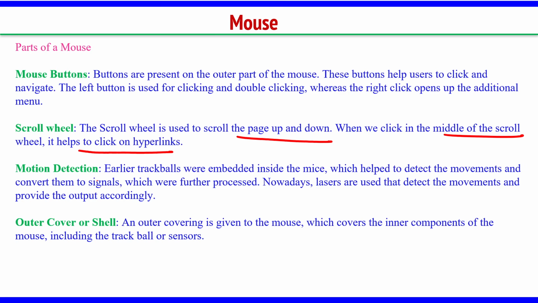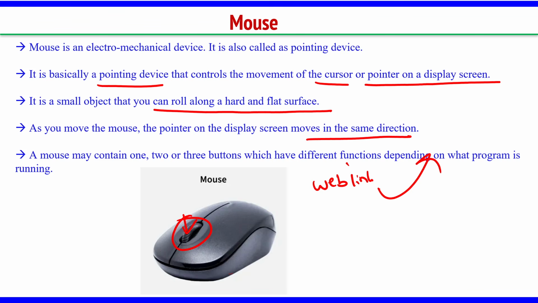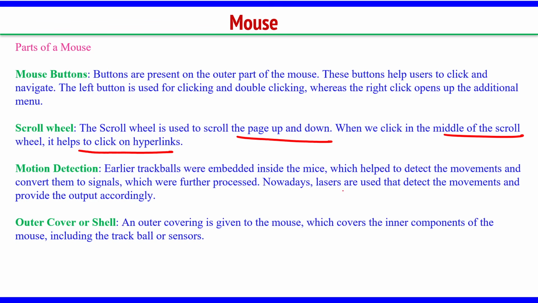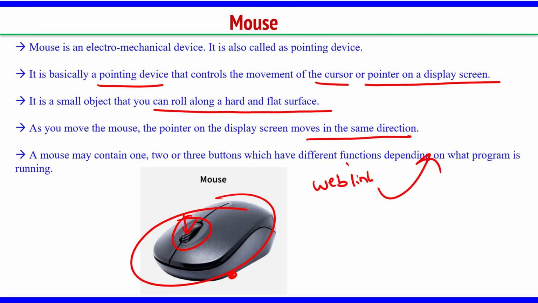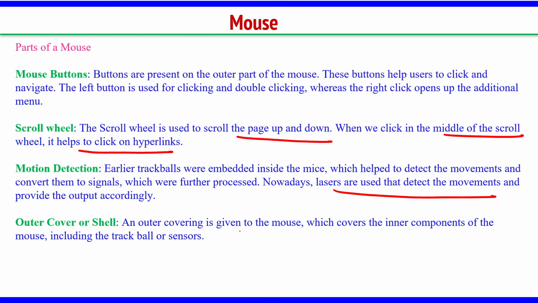Motion detection: there is a track ball, right? If you lift the mouse and look under it, there is one small ball which is actually tracking the movement. Lasers are also used to detect movements. There is one red laser you can find under the mouse. Then the outer cover or shell covers the inner components. And there are two mouse buttons.